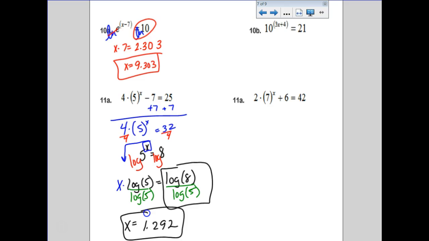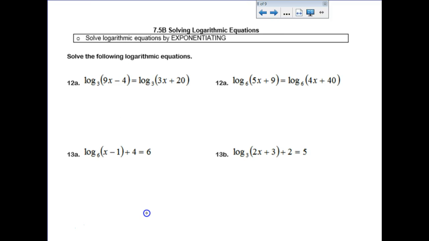Natural log is better. You're right. Natural log. All natural.